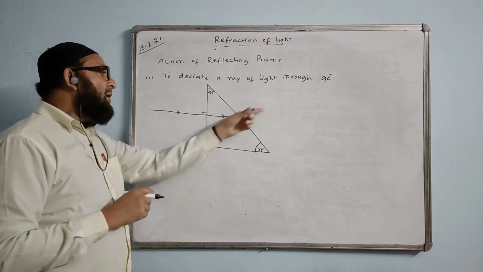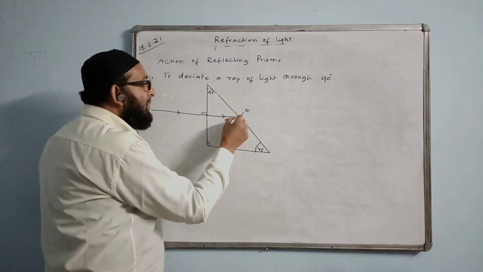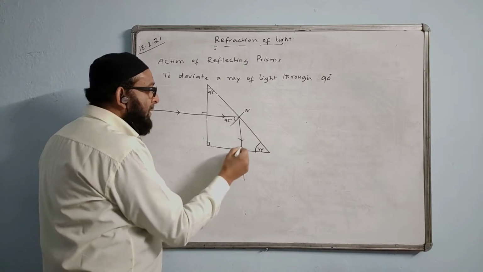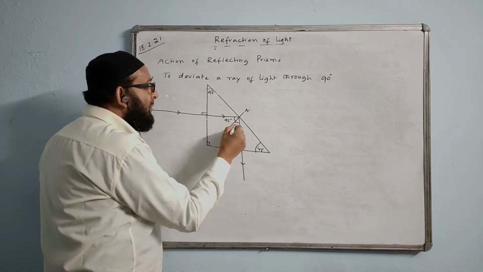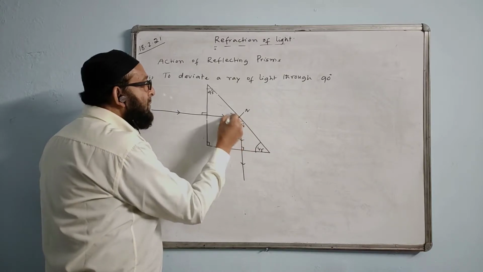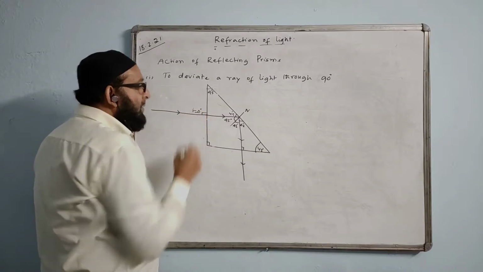TIR. You know, for glass the critical angle value is 42 degrees. The TIR will take place. You know this. This will go like this. Here the angle is 90 degrees, this will be 45 degrees. This is also 45 degrees. This will also be 45 degrees. Here the angle of refraction is 0 degrees.